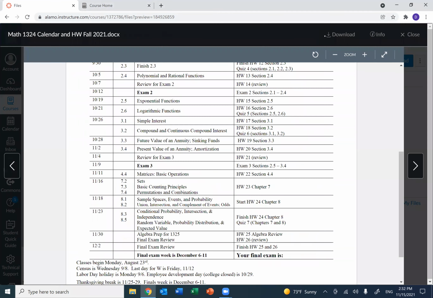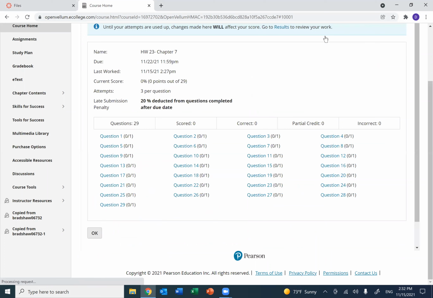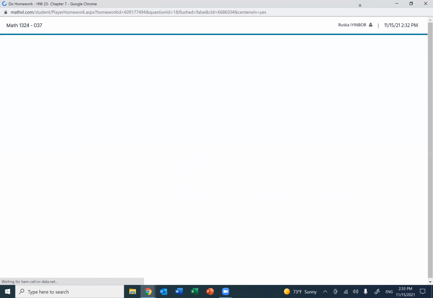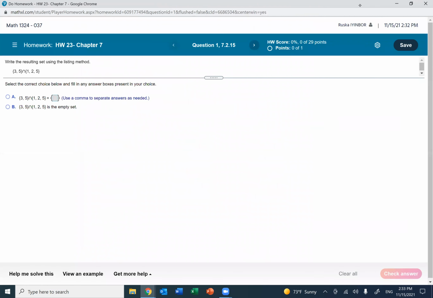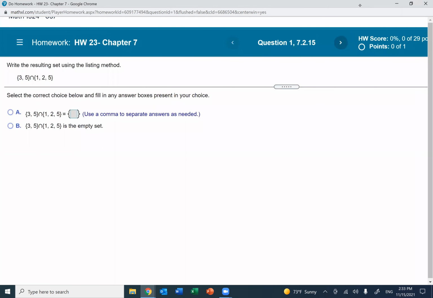And we're gonna go over homework 23, chapter 7. So here we go. I'm gonna start with number 1, and we're going to go one by one, and I can explain. It's about sets. So first we're talking about sets. A set is a list of numbers with no repeating numbers.